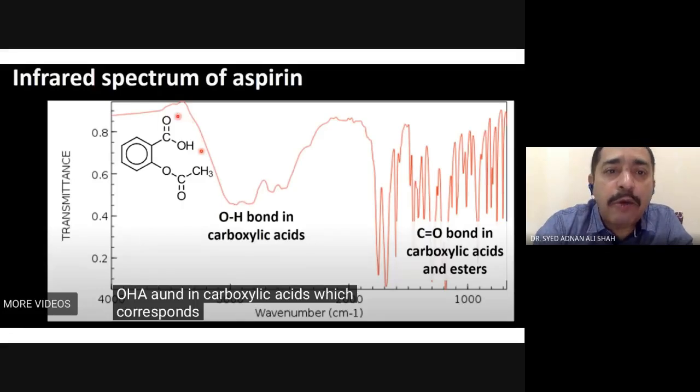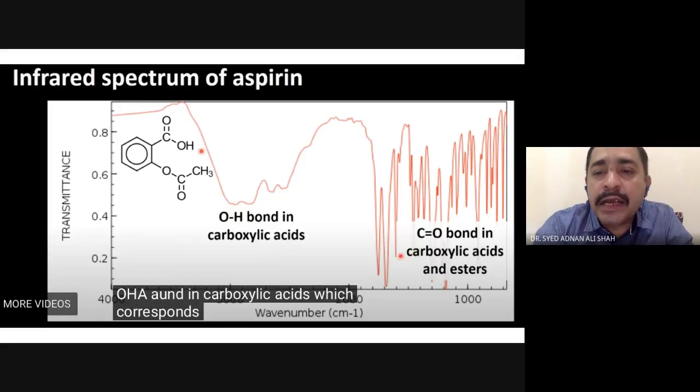We show the carboxylic acid is there, but in the aspirin, the salicylic acid hydroxyl group is being acetylated. So there will be no sharp peak of the hydroxyl group, meaning the absence of the hydroxyl group. It confirms that acetylation has occurred, right?